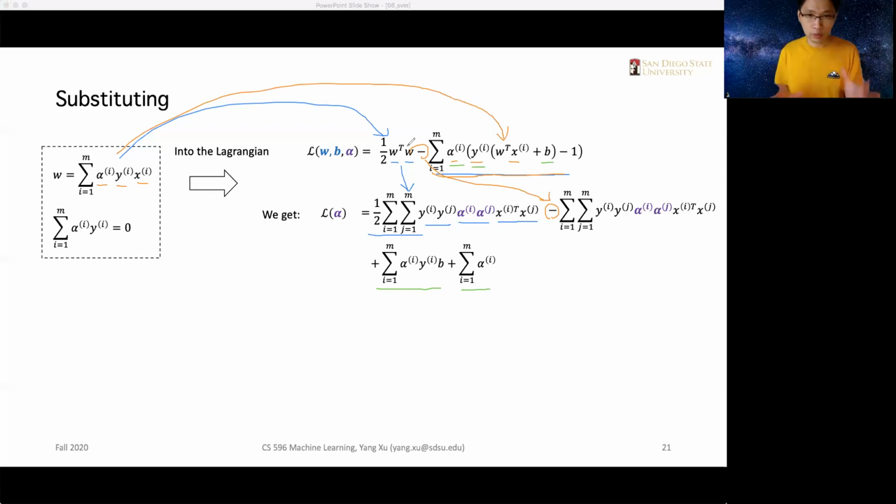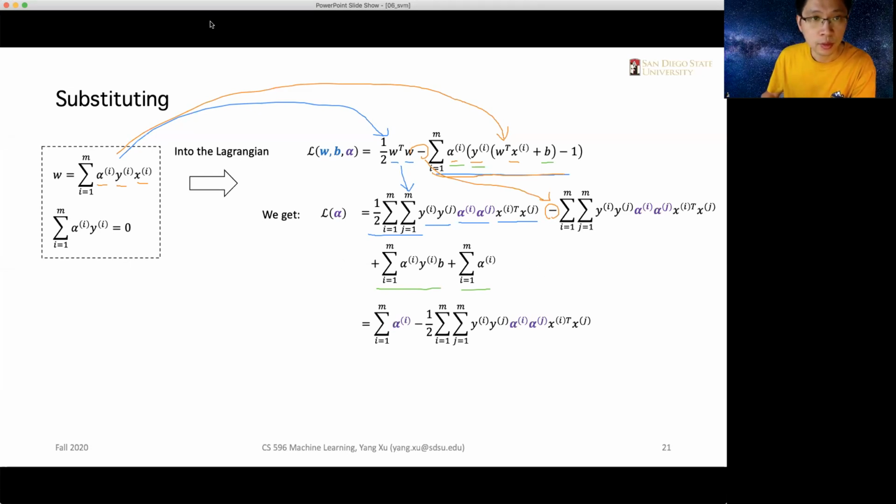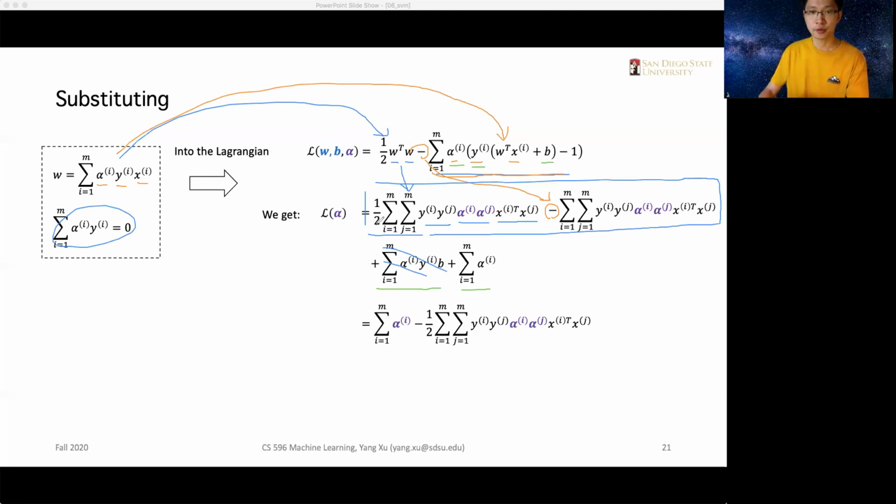Now we can further simplify the terms. Because we know this summation term is 0, this term is gone. And the beginning two terms can be merged. It's just the difference between the coefficients, 1/2 and -1. So eventually we have something like this. The coefficient becomes -1/2 and the summation term.